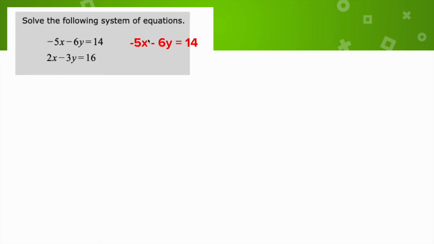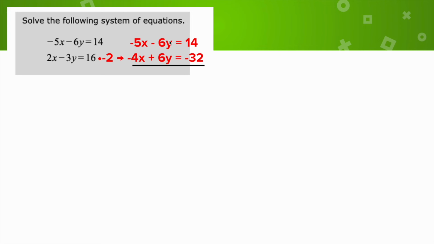So you can see I already put the first equation here. The second equation, I'm going to multiply by negative 2 because I want to change this negative 3y into positive 6y. That's my goal, but I have to multiply everything else within the equation in order to get there. So 2x times negative 2 is negative 4x. Negative 3y times negative 2 is positive 6y. And 16 times negative 2 is negative 32.